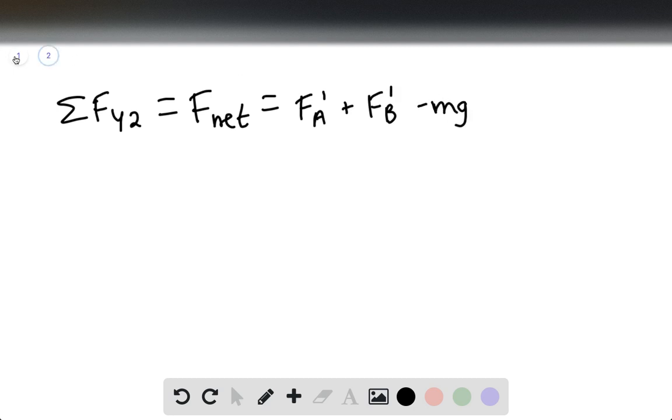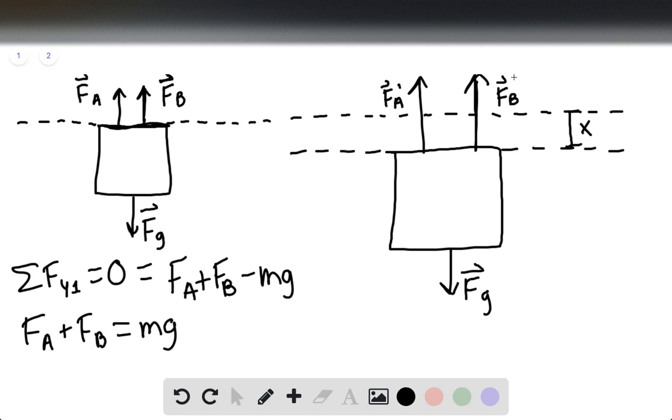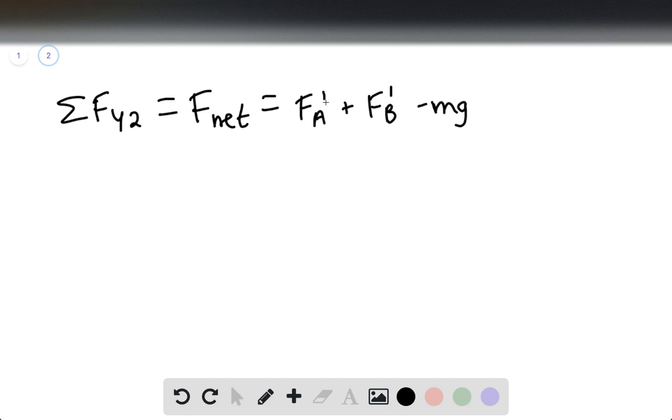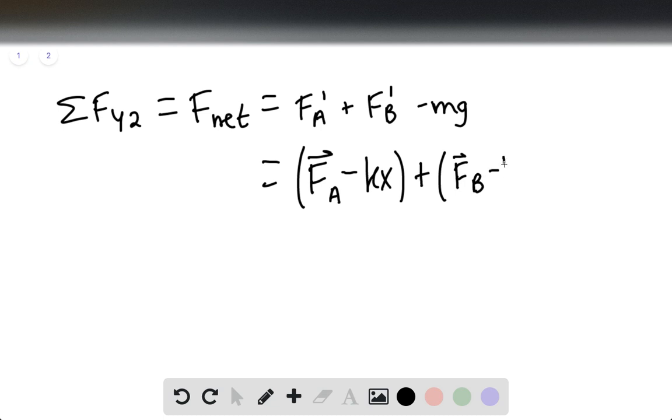We should further define these and say prime, because these aren't equal. The magnitude of this isn't equal to the magnitude here. So we're going to add an identifier simply. And then this is going to equal the force of A minus kx. So here it's just simply going to be equal to the original force minus the spring constant times the displacement. This is simply according to Hooke's law. And then we'll say plus force of B minus kx once again, and then again minus mg.